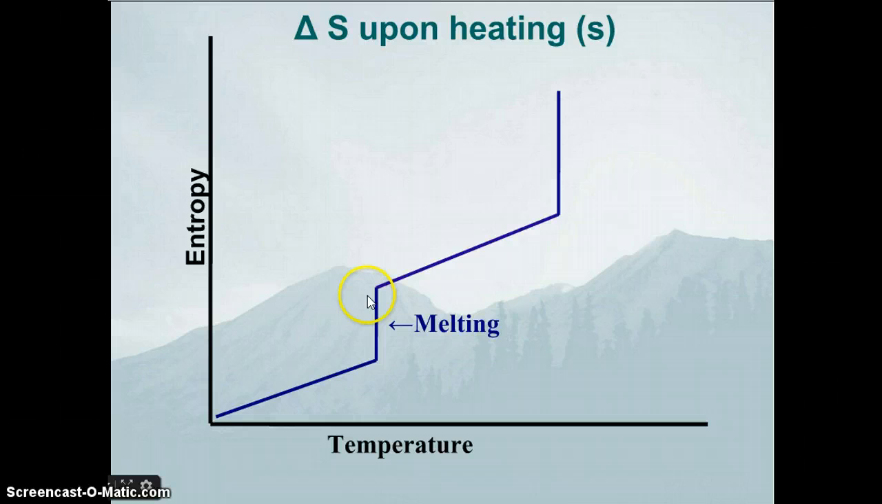Notice the relative magnitudes of the heights of these jumps. Boiling is going to be a higher one than melting, because the incremental change from liquid to gas is greater than the increase from solid to liquid. And then once all the liquid has turned into gas, when we heat it again, the entropy goes up as the temperature goes up.